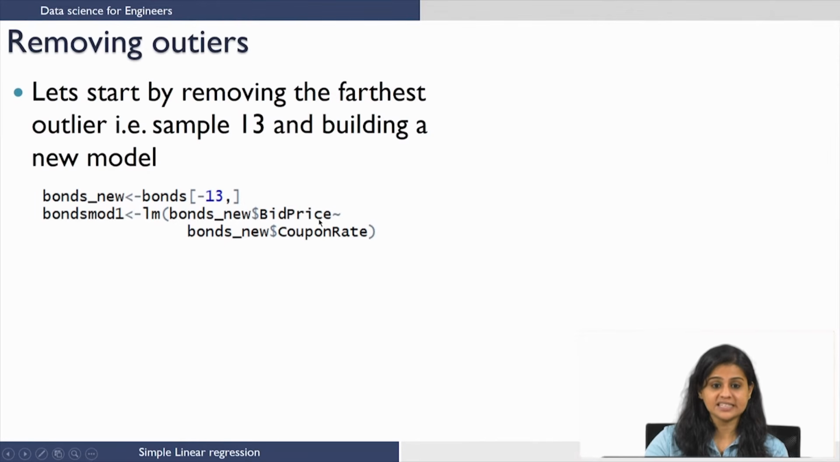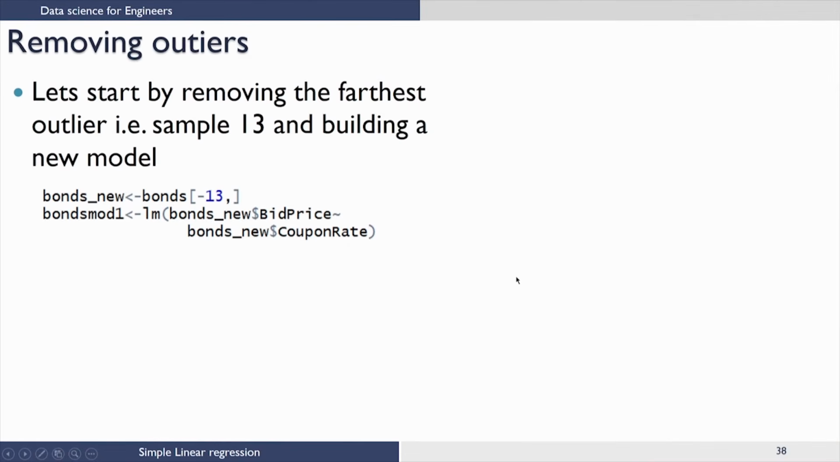I am going to regress bid price from the new data frame bonds new with coupon rate from the same data set. After building the new linear model which does not contain the 13th point, an outlier, we are going to repeat the same process again, that is, on the residual plot we are going to identify the outliers for the new data.